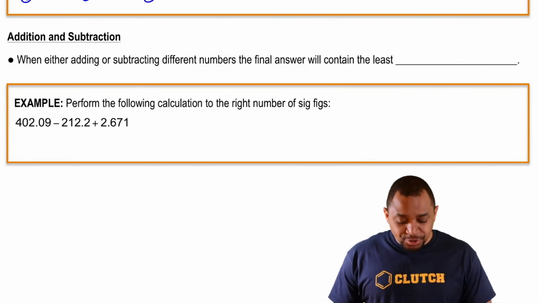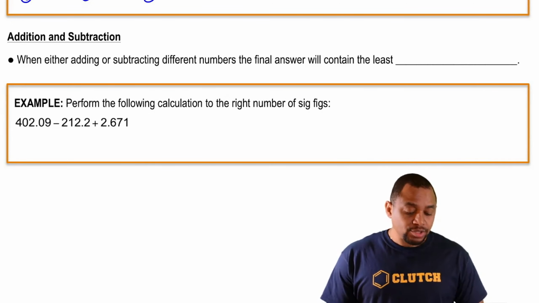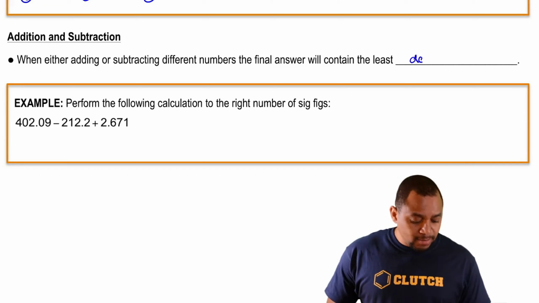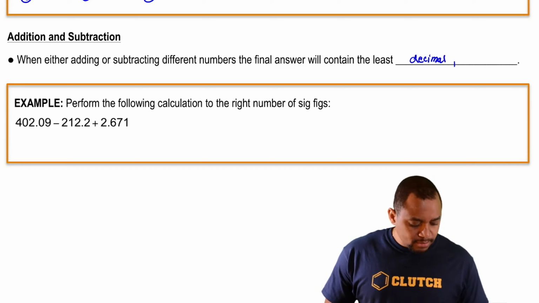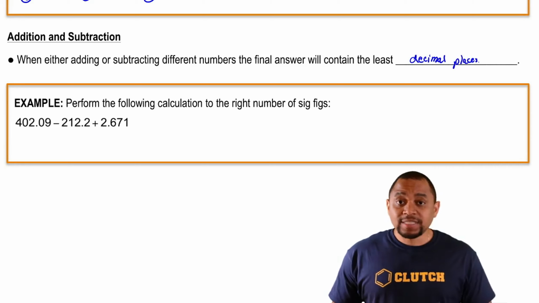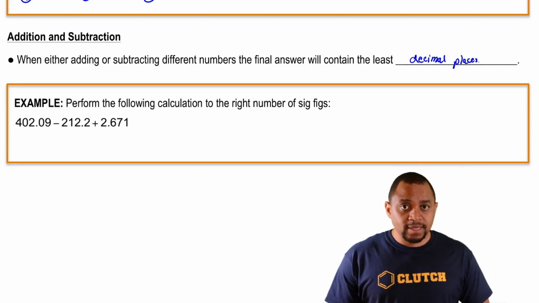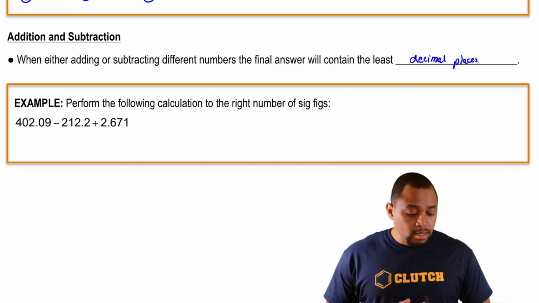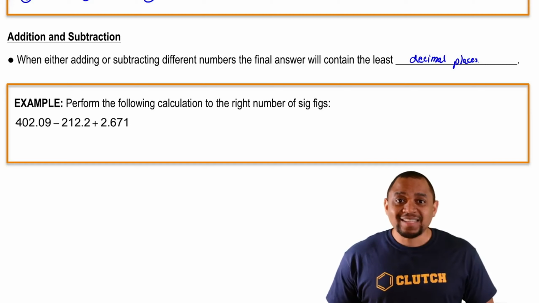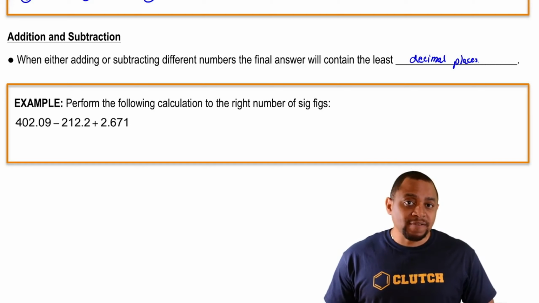Now, when either adding or subtracting different numbers, the final answer will contain the least decimal places. If we take a look at this example, it says, perform the following calculation to the right number of sig figs. Now, if our answer is based on the least number of decimal places, that's going to have a direct impact on the number of significant figures.